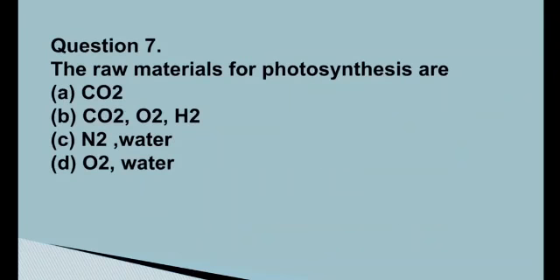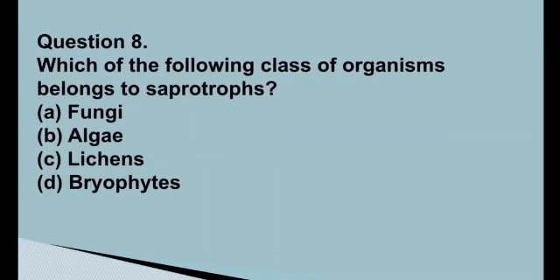Now we have question number 7. The raw materials for photosynthesis are. Your options are option A CO2, option B CO2, O2, H2, option C N2, H2O, option D O2, H2O. Which is the required material for photosynthesis? If you have learned the equation of photosynthesis, you can get it very quickly. The correct answer will be CO2. Option A is the right answer. Now we have question number 8.